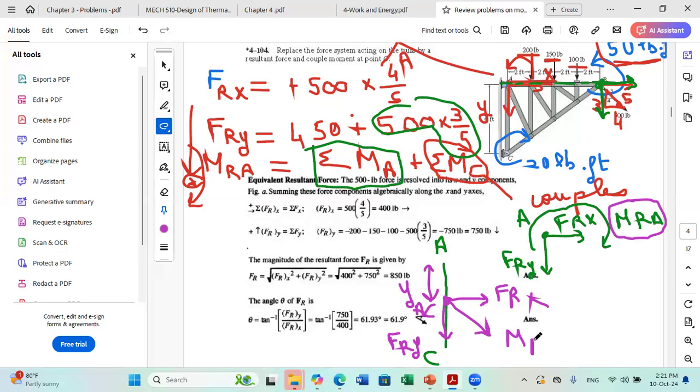Who can tell me who is producing a moment about A? FRX. Yes, very good. In this figure, FRY will not do any moment because it's passing by A. Only FRX will do a moment. So to find YA, I say MRA is equal to FRX.